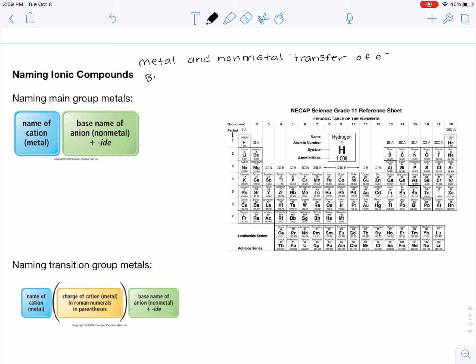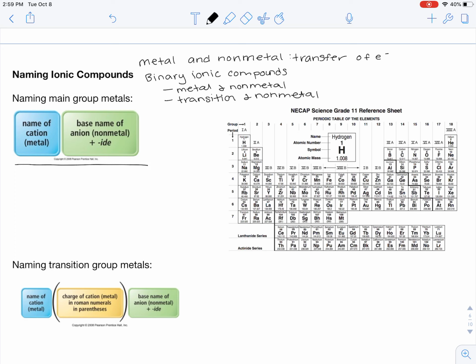So binary ionic compounds, you follow these rules. Metal, nonmetal. You just change the ending to "ide." Transition metal and nonmetal. Those are your two types of binary ionic compounds. So on the first one that you see right here, you name the metal of the cation.